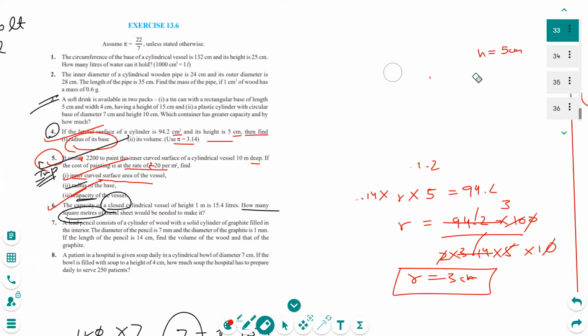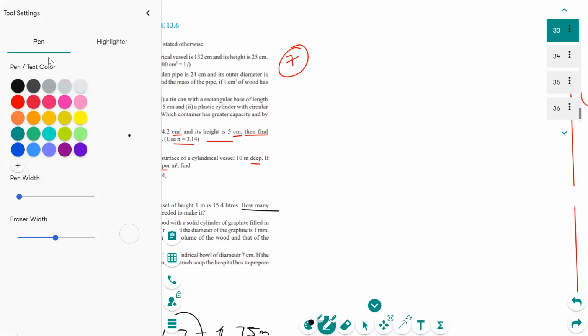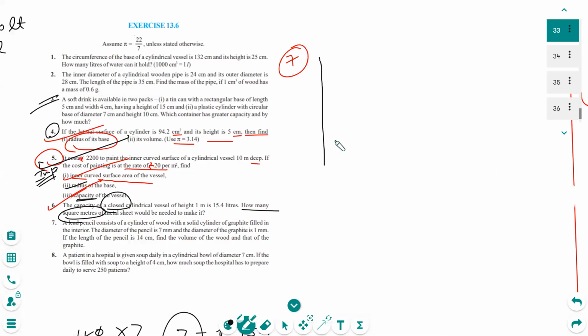Our goal for today is to finish this exercise and start the next one also. That is the cone one, I guess. Yes. Okay. So 7th question. A lead pencil consists of a cylinder of wood with a solid cylinder of graphite filled in the interior. So this is going to be interesting. See, lead pencil hoti bhi aisi hai. We have a pencil. Okay, let me draw a perfect pencil for you.